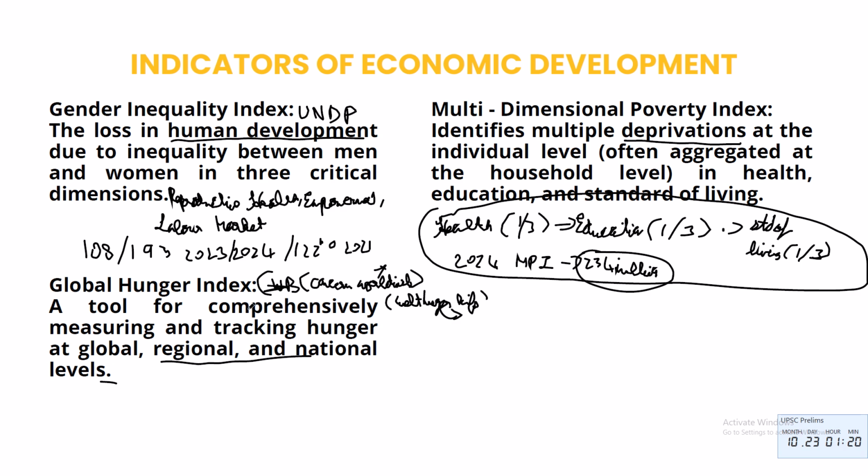It is based on four components, which are undernourishment, child wasting, child stunting, and child mortality.